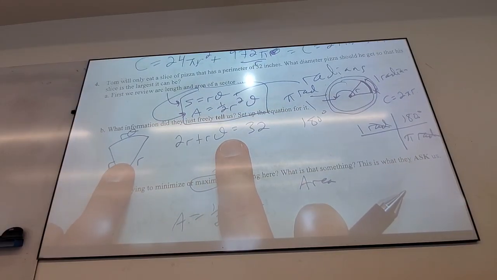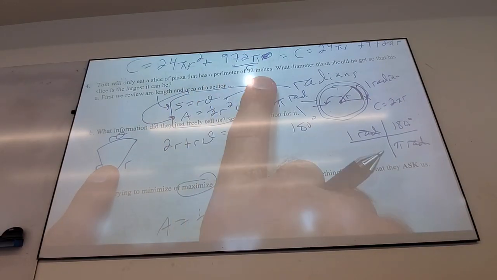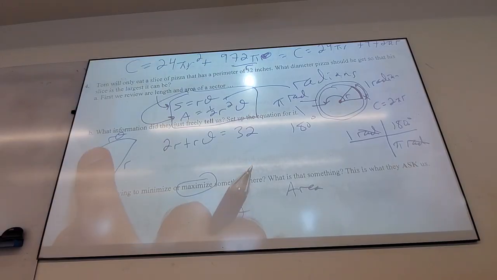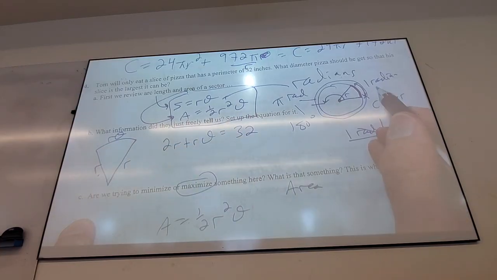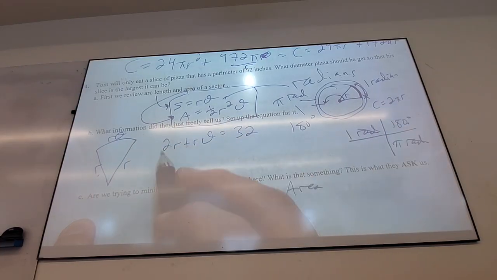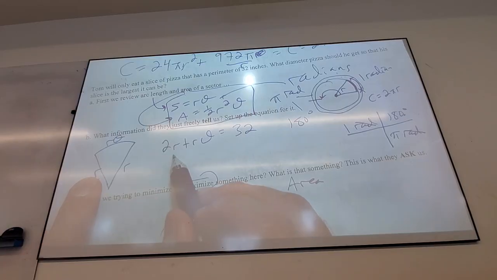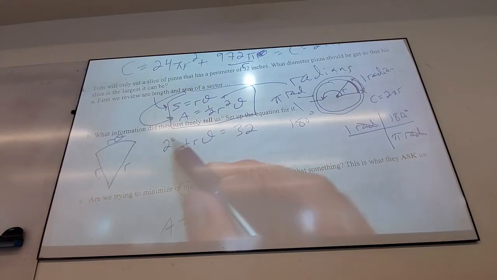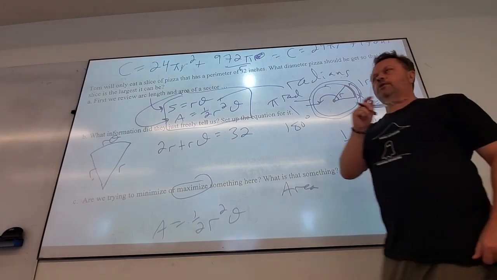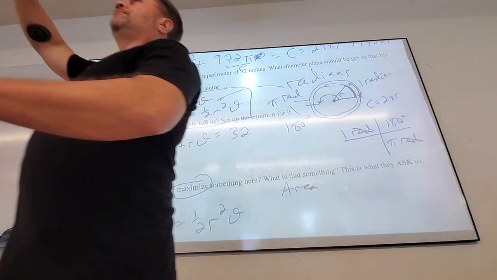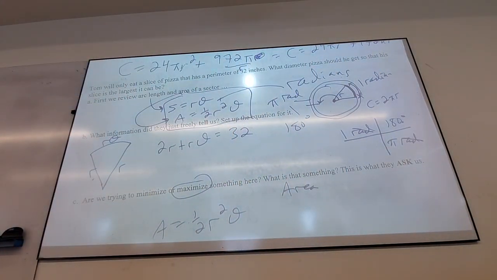I think last time we got to this point, a perimeter of 32 inches. So if I draw a pizza slice, this is r, this is r, this is r theta, yes? Then the perimeter would be 2 r's and an r theta, and that has to be 32 inches. If you weren't here yesterday, you want to catch up.